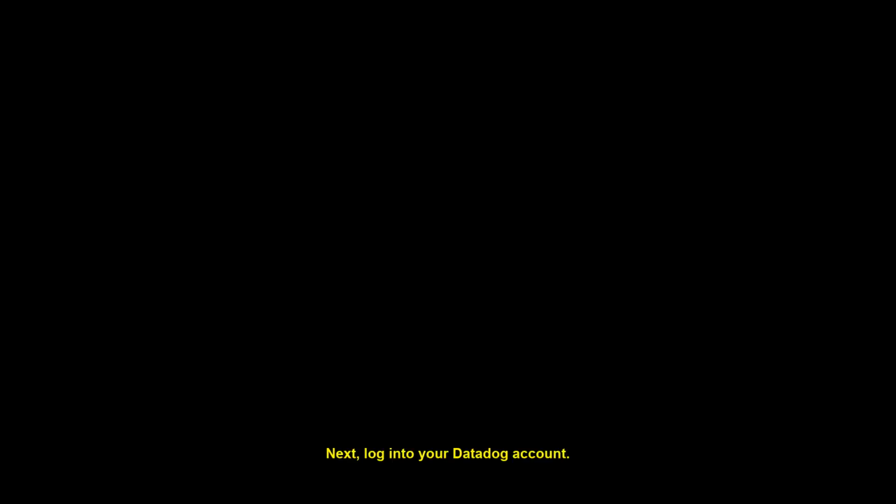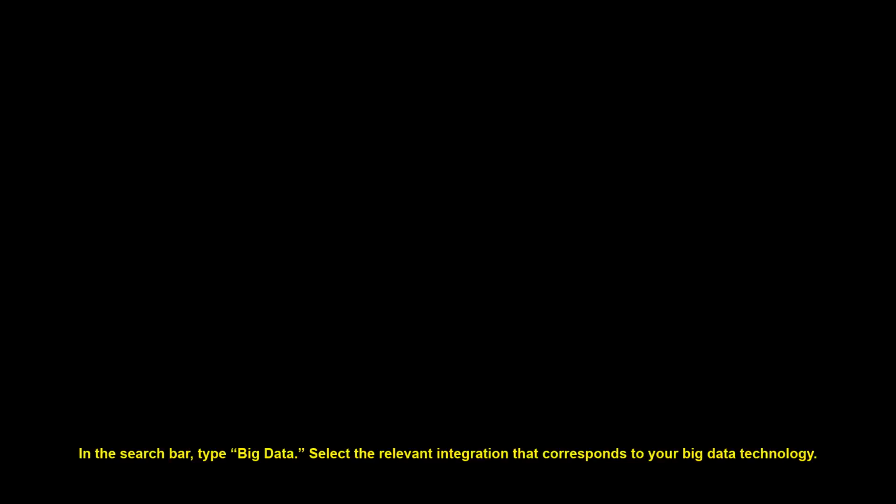Next, log into your Datadog account. Navigate to the integrations page from the left sidebar. In the search bar, type Big Data. Select the relevant integration that corresponds to your big data technology. Follow the on-screen instructions to install the integration. Make sure to collect any necessary credentials or configuration details required for the integration.